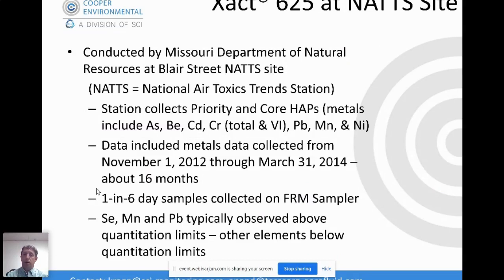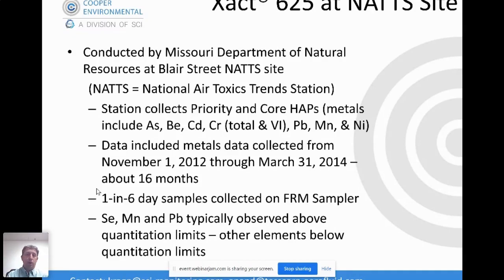The next study that I wanted to talk about is one that was done at a national ambient air toxics trend site. This trend site was located in St. Louis, Missouri, and the samplers were operated by the Missouri Department of Natural Resources, the state of Missouri, where St. Louis is located. This station is part of a national network that collects priority and core hazardous air pollutants, including metals like arsenic, beryllium, cadmium, chromium, lead, manganese, and nickel.